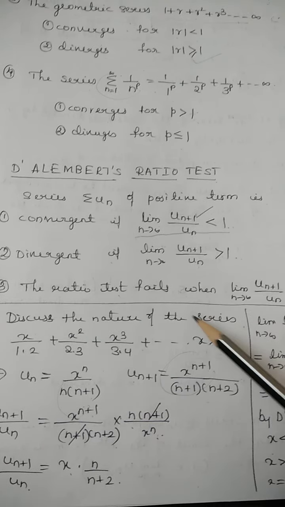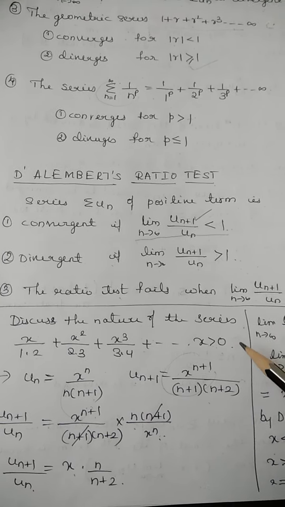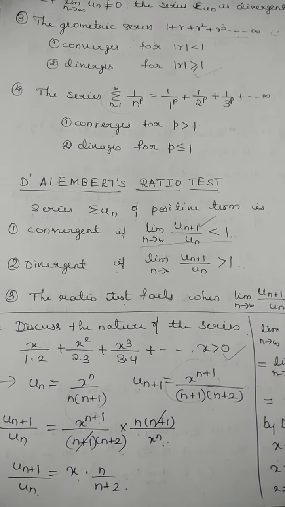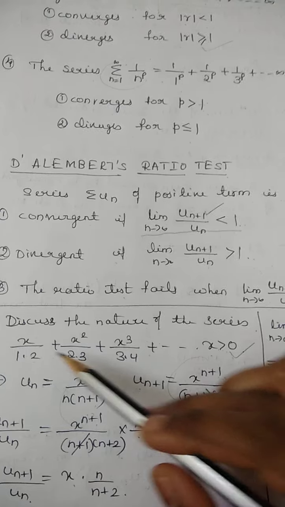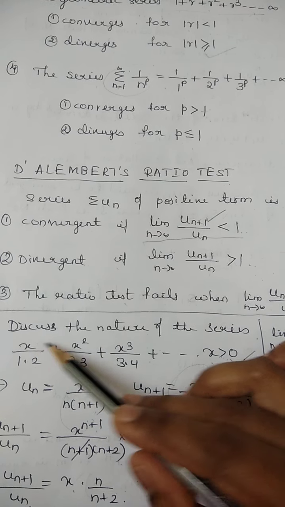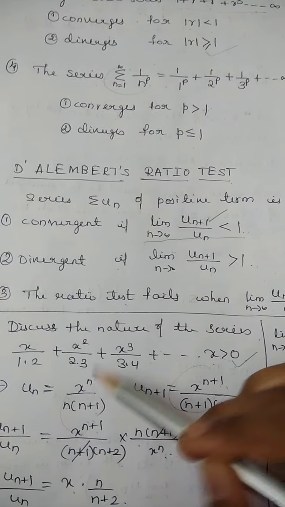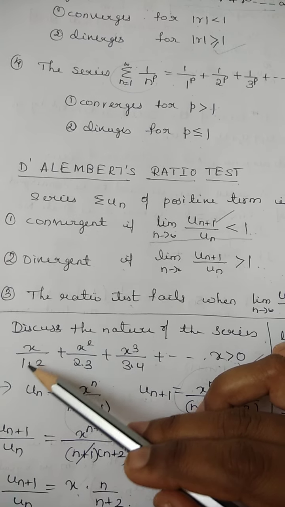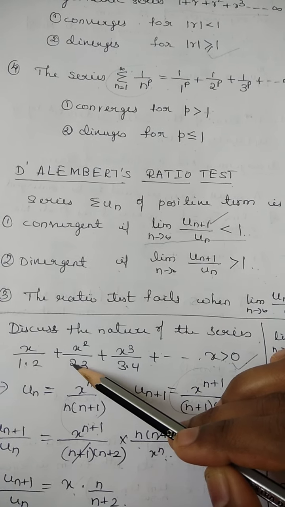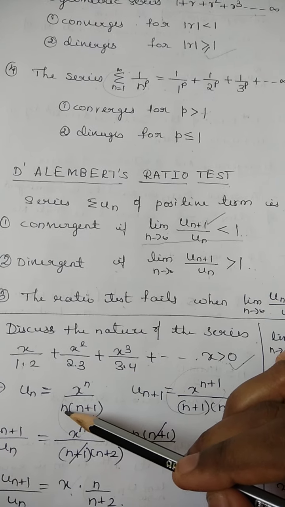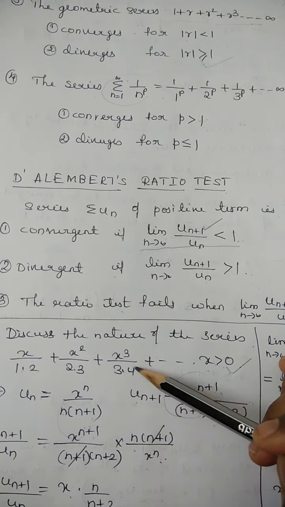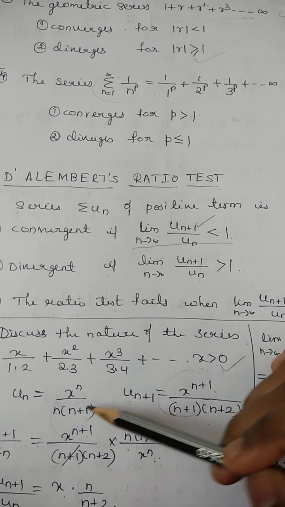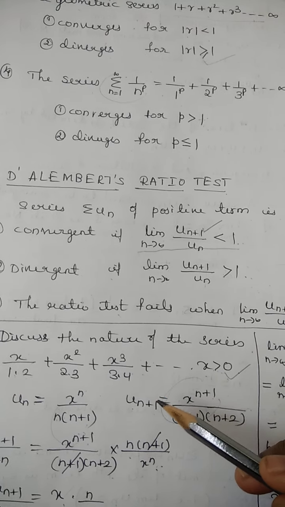This is the example. Discuss the nature of the series when x is greater than 0. Now what is un according to this given series? In the numerator x goes on increasing, so it will be x raised to n. In the denominator, the first term is 1, then 2, 3, so it will be n. And the second factor 2, 3, 4 goes on increasing, so n plus 1. Like this you have to find the nth term.